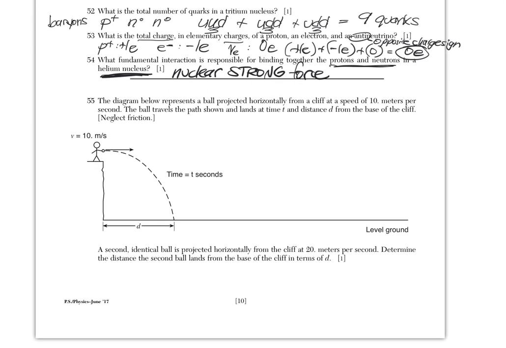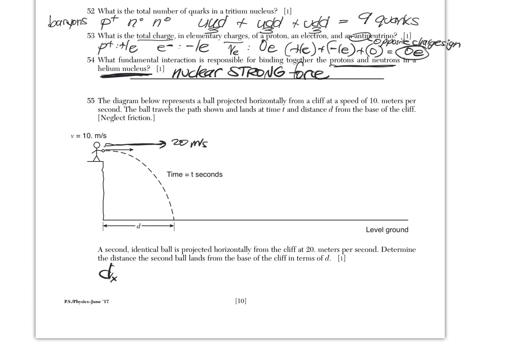Next question, we have a horizontal projectile, and it says 10 meters per second, lands at time t and distance d from the base of the cliff. Second ball projected horizontally twice as fast, 20 meters per second. And it says determine the distance the ball lands from the base of the cliff in terms of d. So this is a horizontal projectile, and it goes twice as fast. So we're talking about distance here.